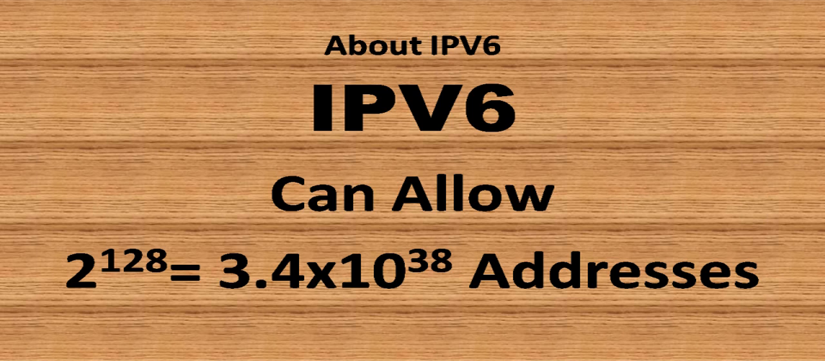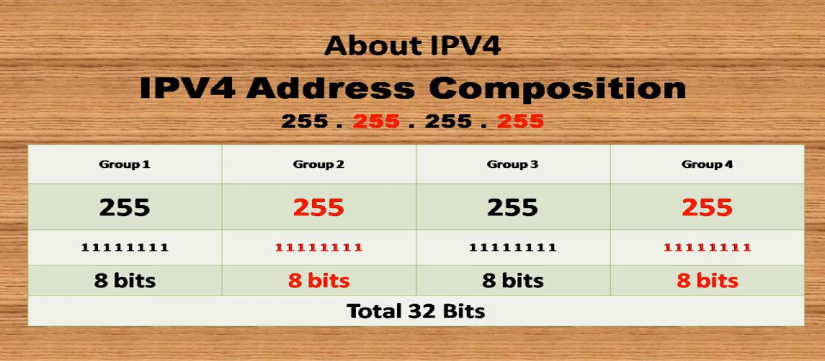So it is enough, I think. So IPv6 can allow 2 raised to the power 128 addresses. It means 3.4 multiplied by 10 raised to the power 38 unique IP addresses for the new devices. So let's discuss the composition of the IP address of IPv4.